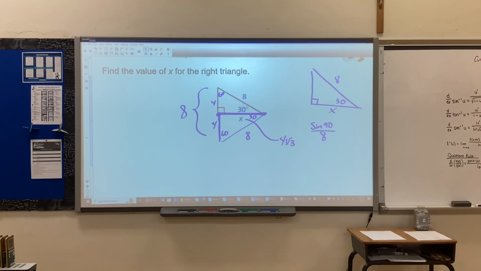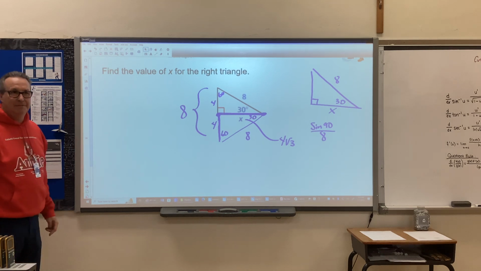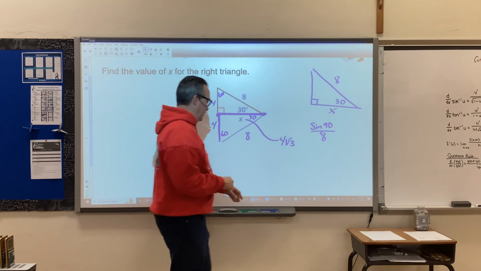Did you guys learn the law of sines in geometry? Yeah. I taught you a couple of things in your geometry, so hopefully, did you do the law of cosines? Anyway, the law of sines.